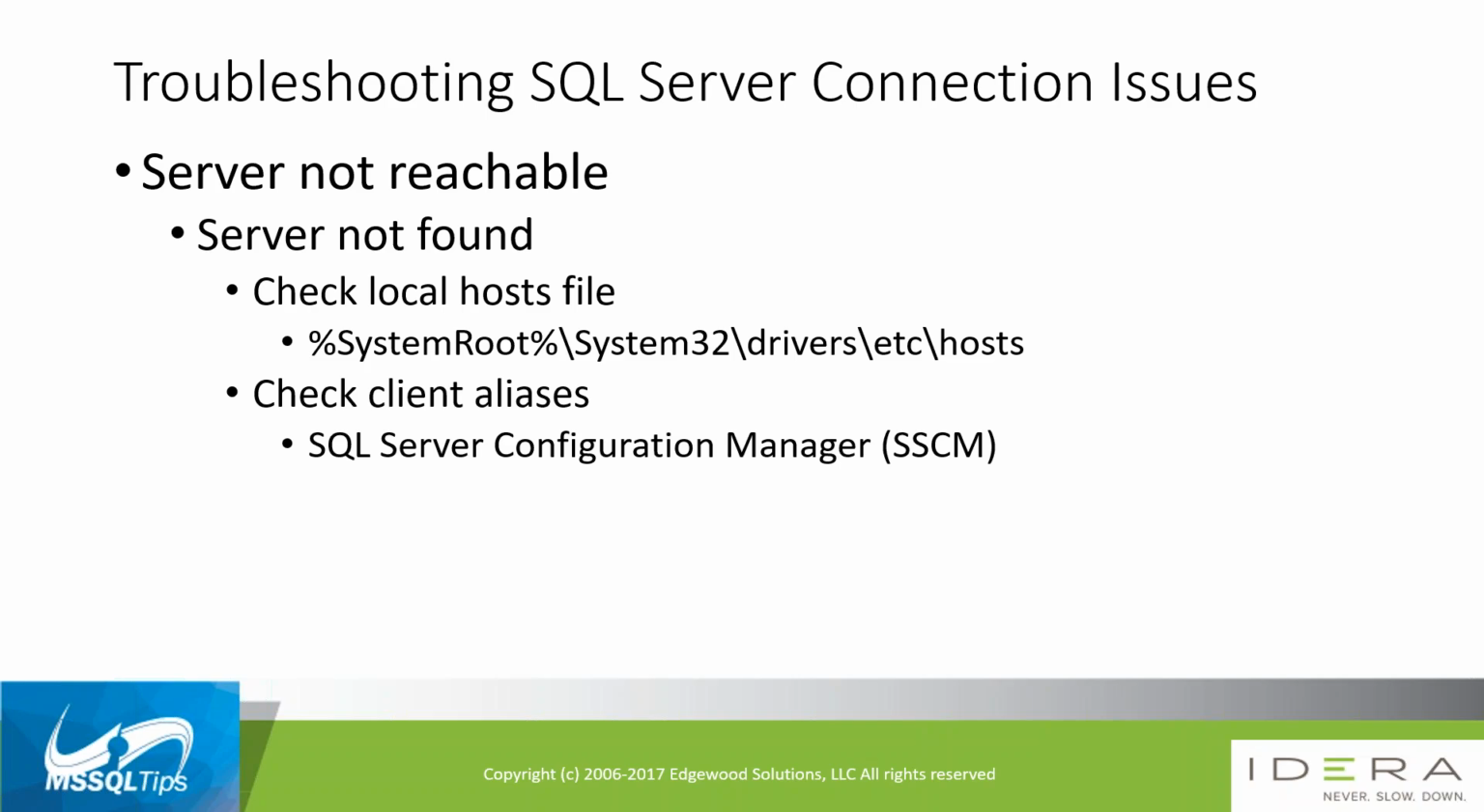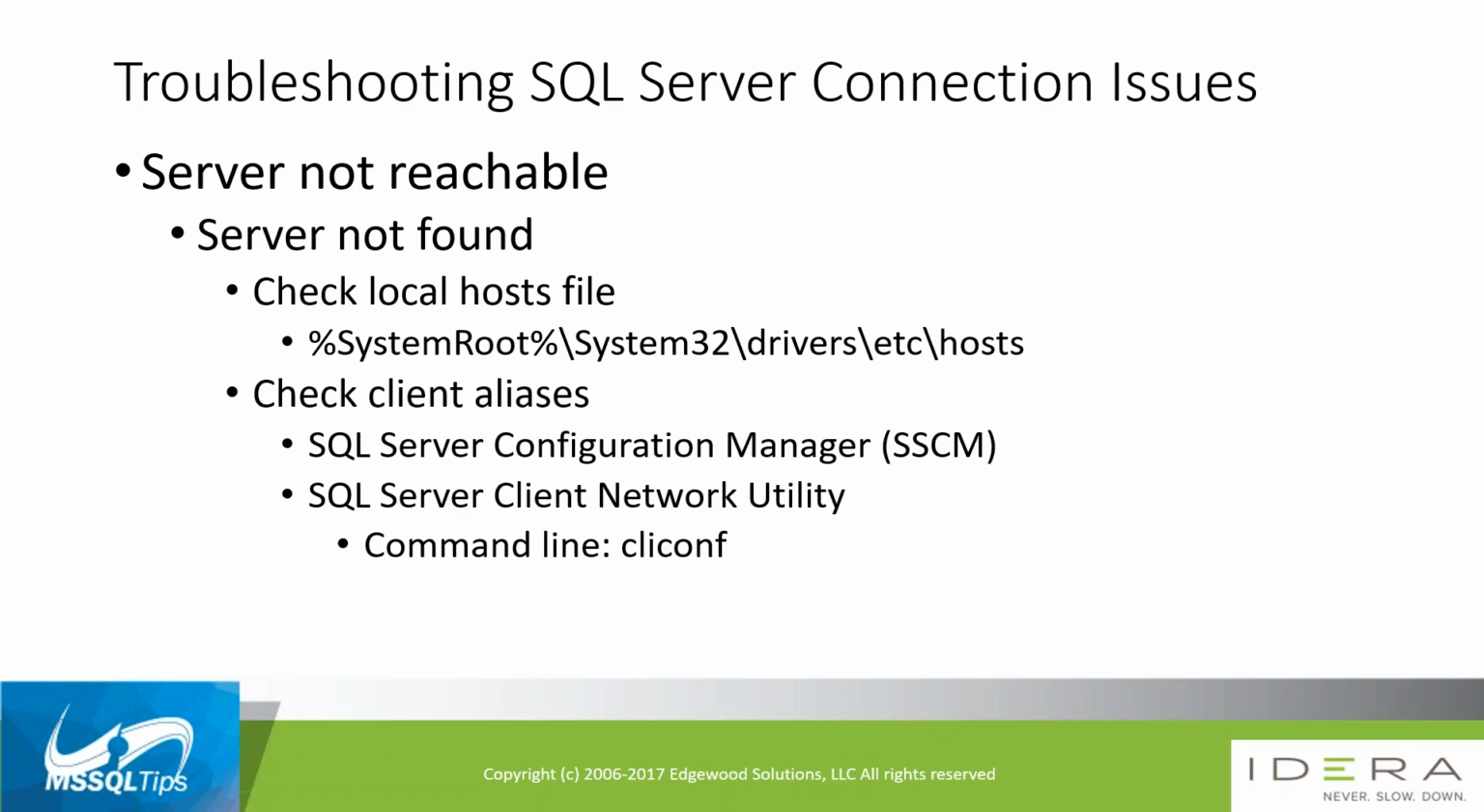You can find client aliases in SQL Server Configuration Manager if that's installed. If it's not, but they do have the data access components installed, they'll have what's called the SQL Server Client Network Utility. That's installed with the data access client, whether or not any SQL Server components are installed. You can run that from the command line, and its name is cliconfg, short for client configuration.